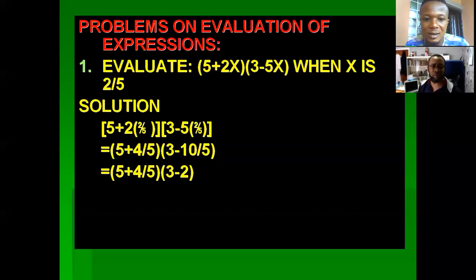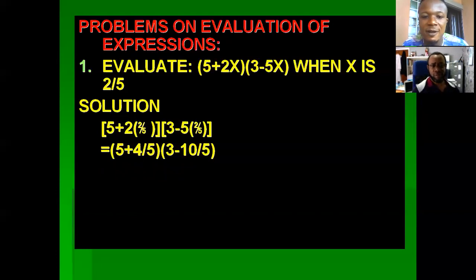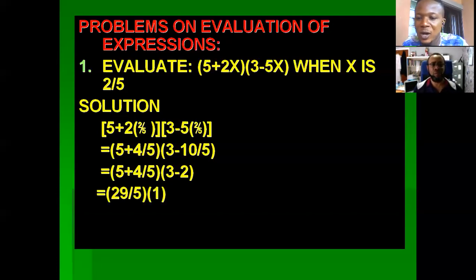Now I have here 10 over 5. Ordinarily 10 divided by 5 will give us what? 2. So that's why you're having this 2 down here. But 3 minus 2 will give us 1. Can you see the 1? But you'll be wondering how I got 29 over 5.